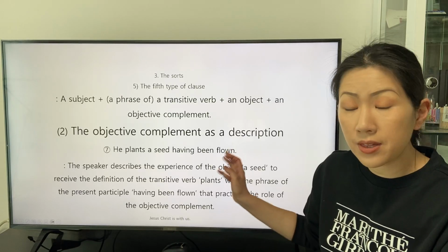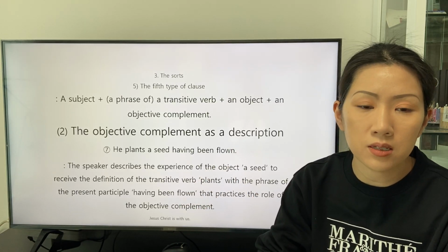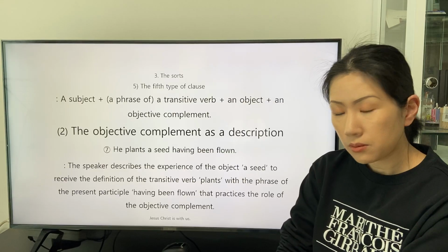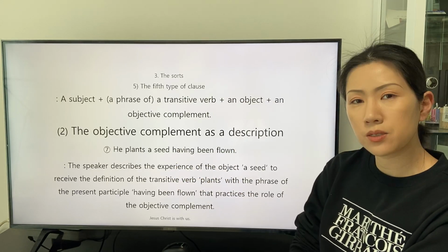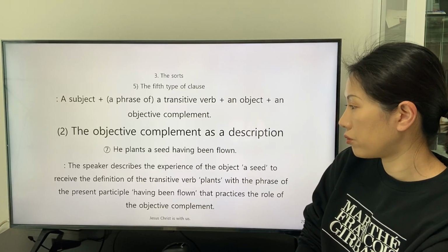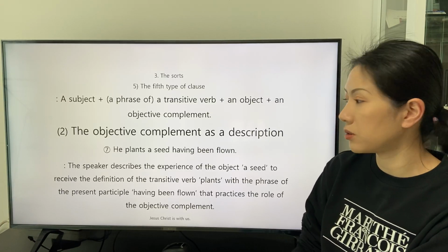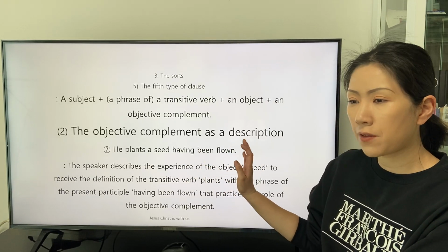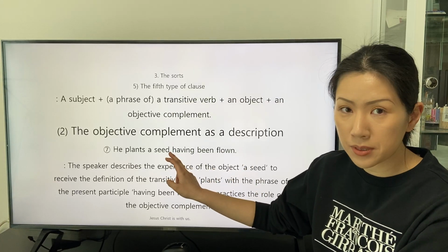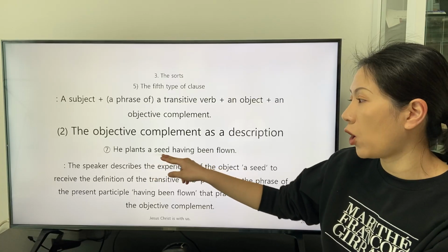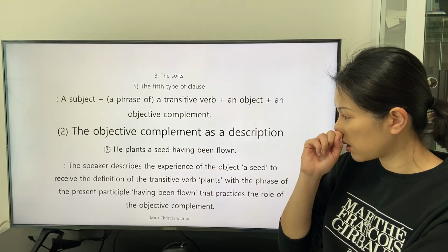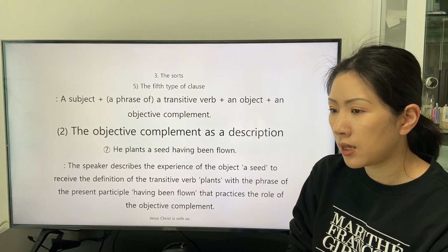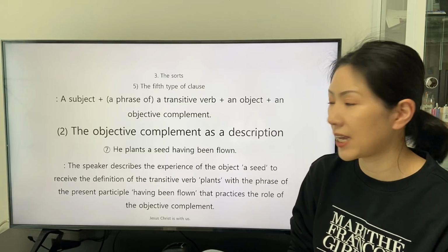There is the seventh example. He plants a seed having been flown. In this clause, the phrase of the present participle having is applied as the objective complement. The phrase of the present participle having been flown describes the experience of the object that is going to be completed in the period defined as the present.